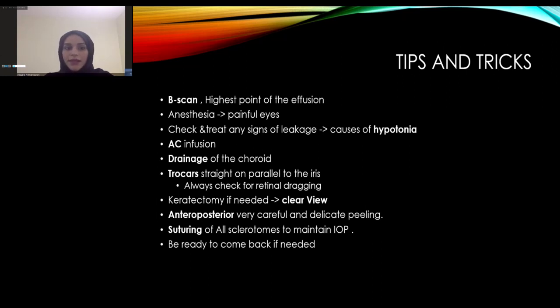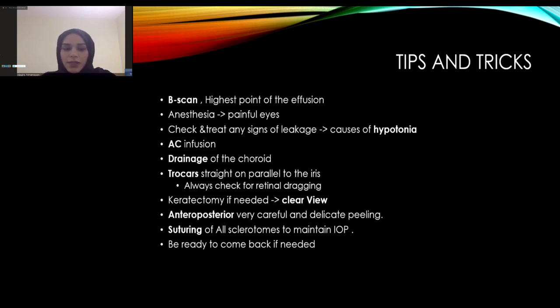The other thing is you have to suture all of your sclerotomies, because you don't want this eye to go into hypotonia in the post-op status, to prevent any recurrent choroidal effusion. So always, even if you think you did not need to suture, you have to suture them anyway, because you are going straight on the eye. So always make sure to suture those sclerotomies. And the other thing is be ready to come back on those eyes if needed.